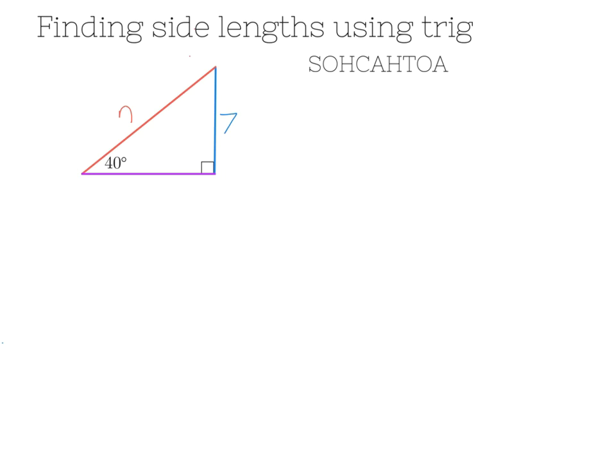To find the side length n, we mark in the sides. H is n, and the side opposite the angle is 7. Since we have O and H, we're using sine. The sine of 40 degrees equals O on H, which equals 7 on n.